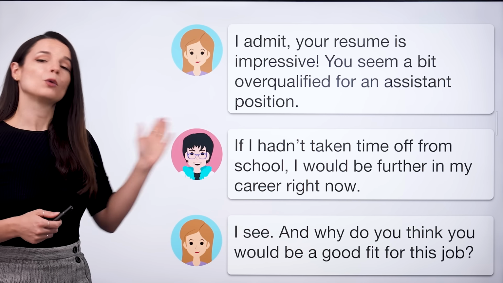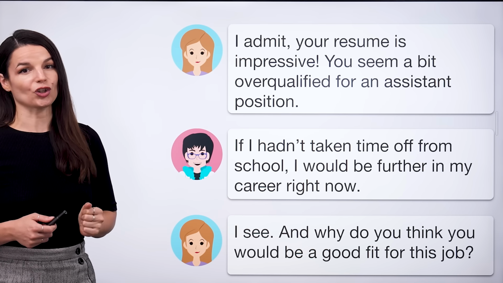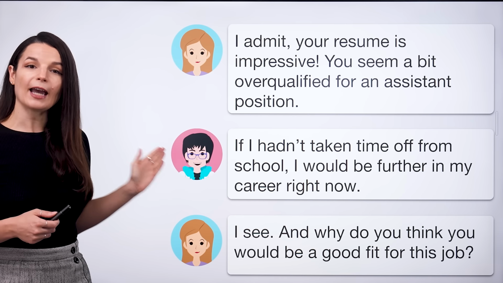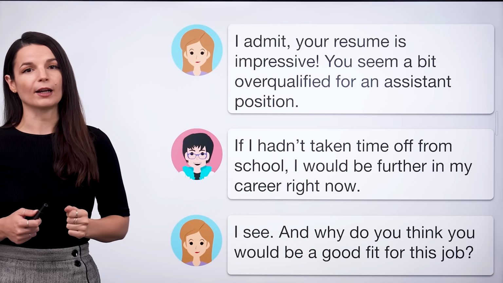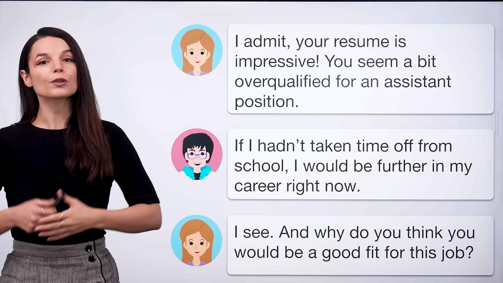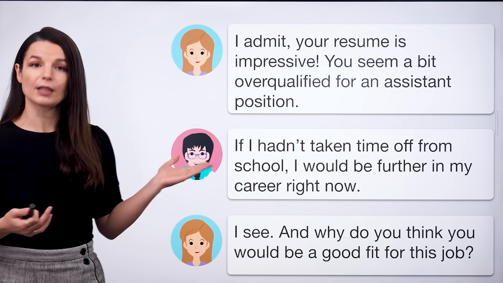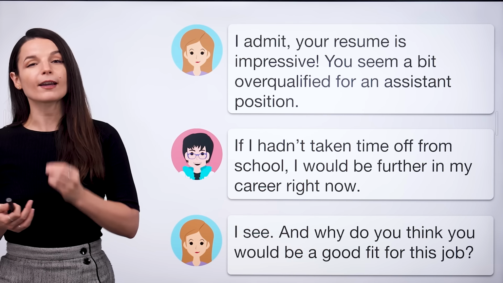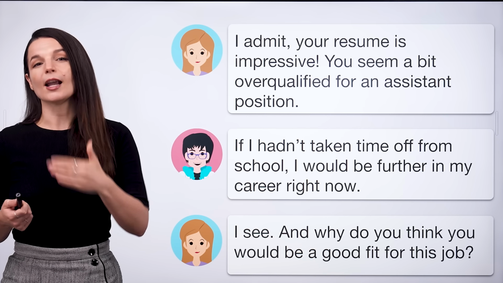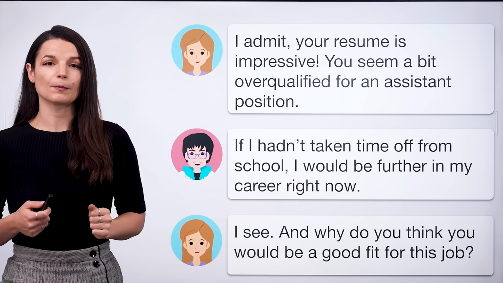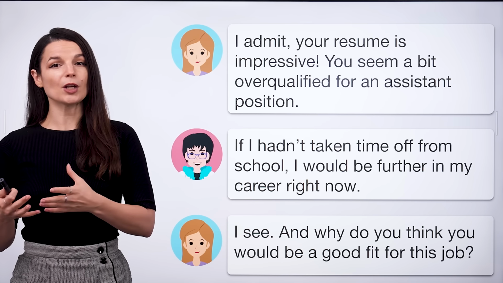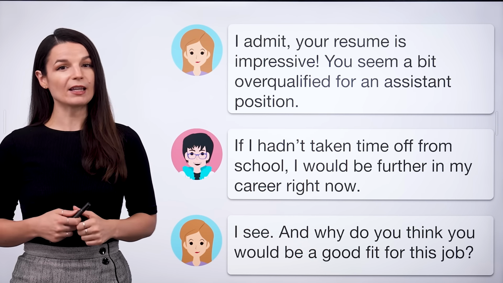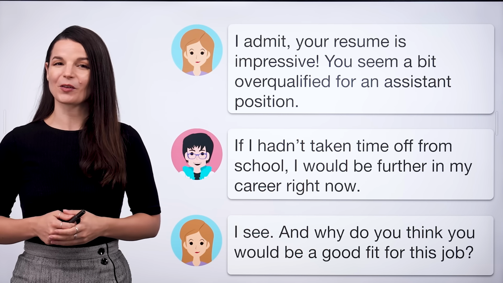In this dialogue, we see an example of a mixed conditional. The speaker says, if I hadn't taken time off from school, I would be farther in my career right now. This structure is used to talk about how a past event, taking time off from school, is affecting the present situation, not being as far along in their career. We use the pattern if plus past perfect clause, subject plus would plus base verb. Let's practice with this grammar more in this lesson.